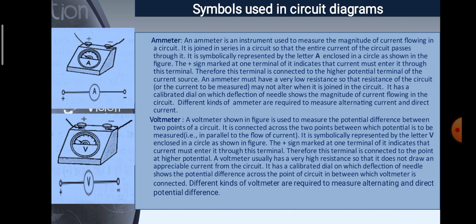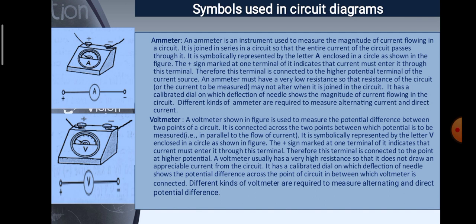Ammeter. An ammeter is an instrument used to measure the magnitude of current flowing in a circuit. It is joined in series in a circuit so that the entire current of the circuit passes through it. It is symbolically represented by the letter A, enclosed in a circle as shown in the figure. The positive sign marked at one terminal of it indicates that current must enter it through this terminal. Therefore, this terminal is connected to the higher potential terminal of the current source.